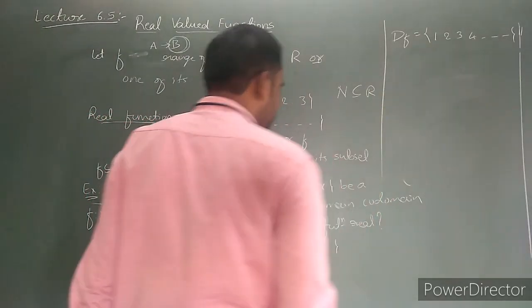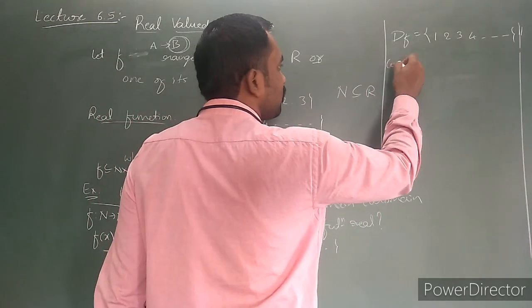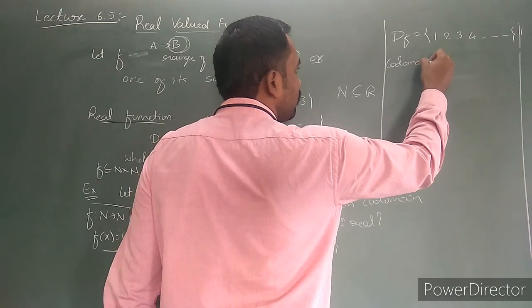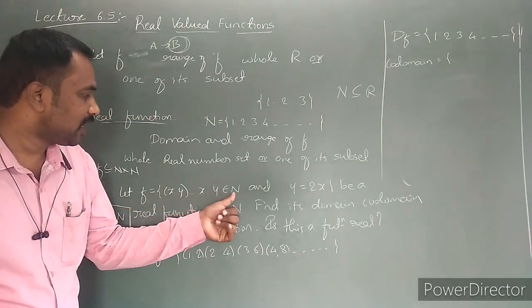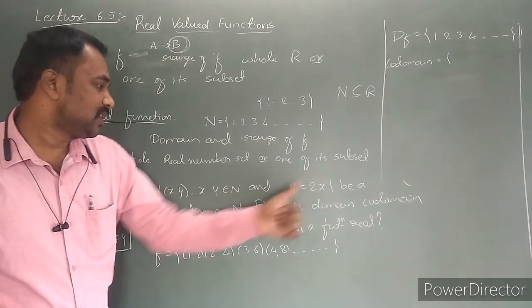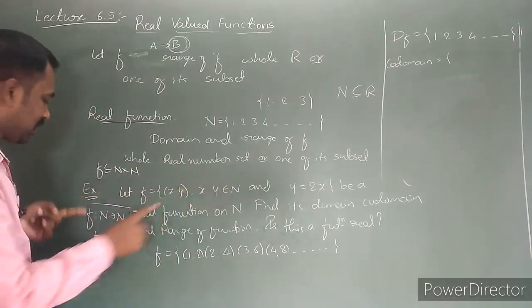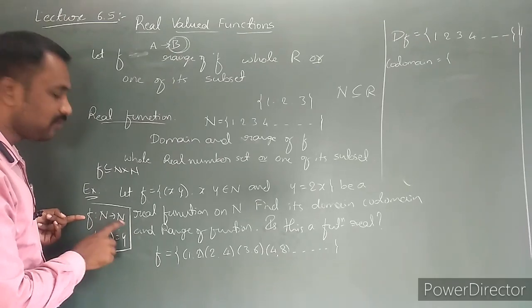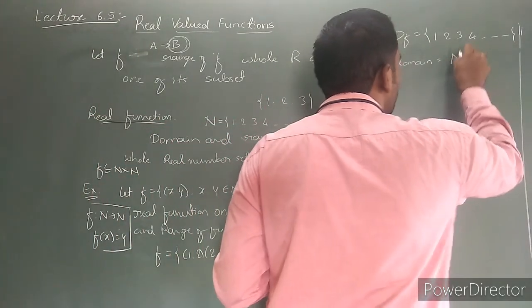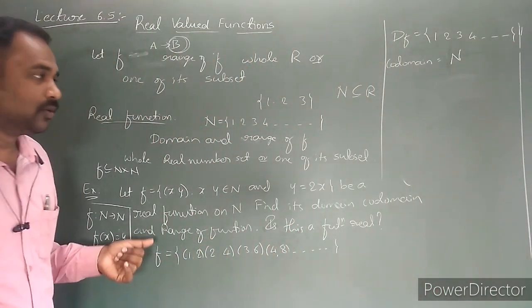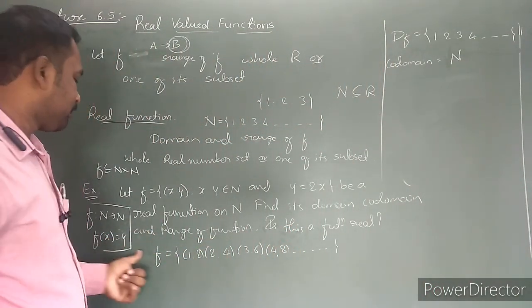Next, we need to find the codomain. What is the codomain? Codomain is nothing but, both x and y are natural numbers. So y is equal to 2x. Both x and y are natural numbers means f is a function from N into N. Therefore, codomain we can write as the whole natural number set.